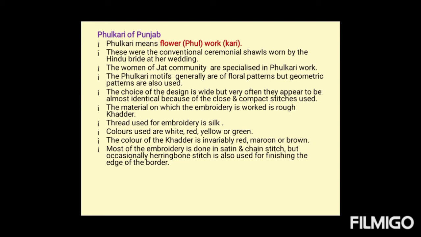The choice of the design is wide, but very often they appear to be almost identical because of the close and compact stitches used. The material on which the embroidery is worked is rough khaddar. Threads used for embroidery are silk. Colors used are white, red, yellow, and green. The color of the khaddar is invariably red, maroon, or brown. Most of the embroidery is done in satin and chain stitch, but occasionally herringbone stitch is also used for finishing the edge of the border.